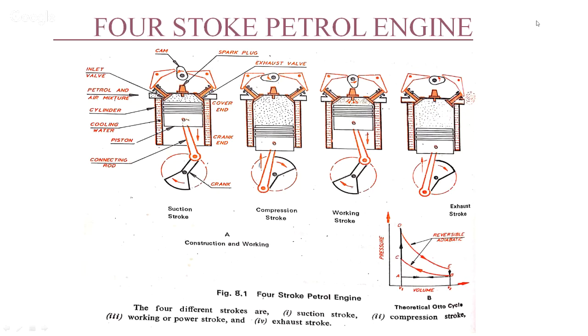Below that, the theoretical P-V diagram is there. So it is called the constant volume cycle. Constant volume, that means heating is taking place at constant volume. Now, we'll see.